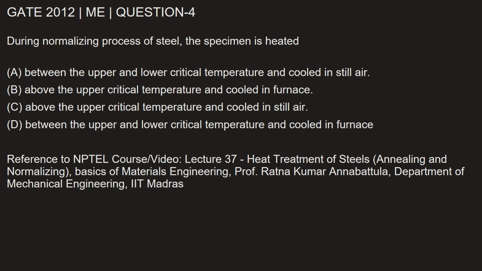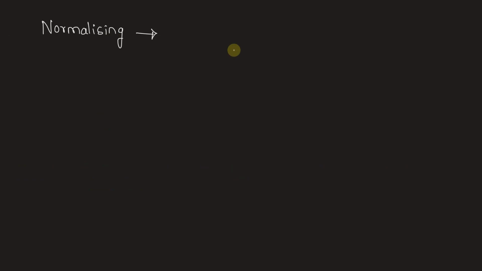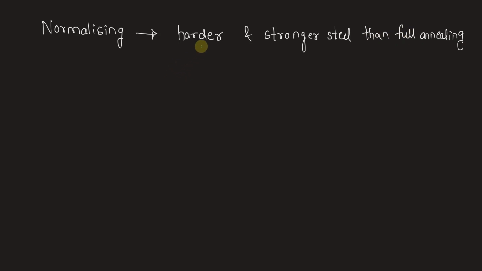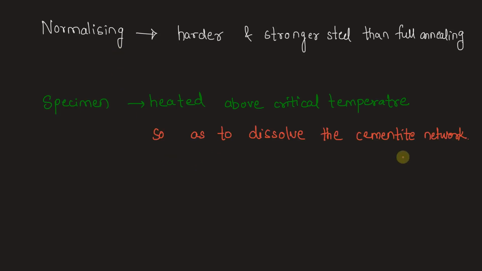Let's see what is done during normalizing. Normalizing is a process done on steel that is used to produce harder and stronger steel as compared to full annealing. So the aim is to produce harder and stronger steel than what is done in full annealing. To produce this amount of hardness and strength, the steel specimen is heated above the critical temperature so as to dissolve the cementite network. Once the cementite network inside the steel is dissolved, it can achieve higher strength by rearranging all its particles. Then the cooling of this specimen is done in still air.